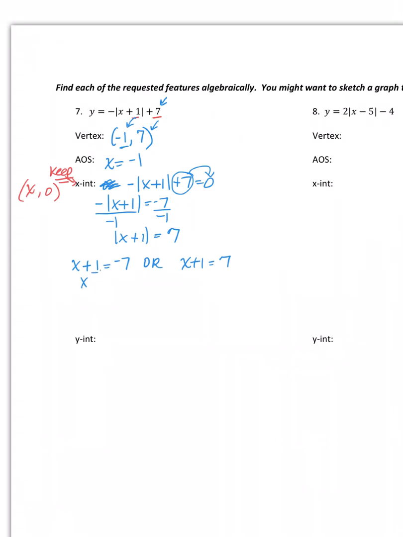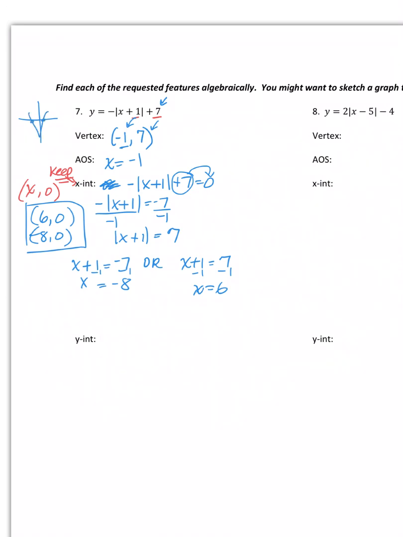So x, if I subtract 1, equals negative 8. If I subtract 1 here, x equals 6. So these are my x-intercepts. So I write them as coordinate pairs, 6, 0, and negative 8, 0. So I have 2 x-intercepts. Okay, hopefully that makes sense to you that your graph could indeed cross in 2 locations, right?